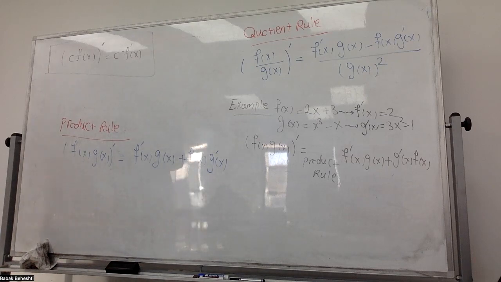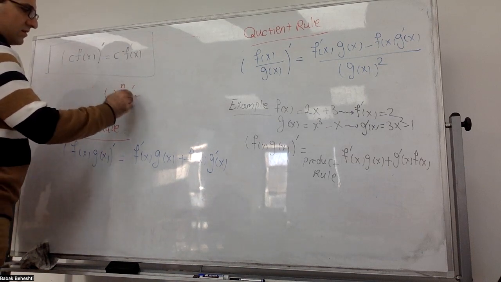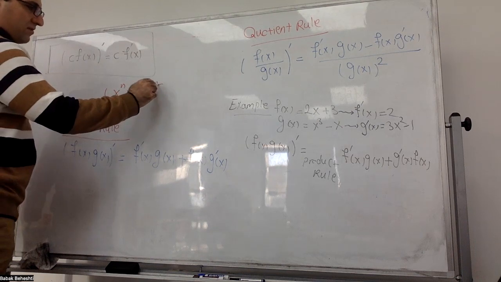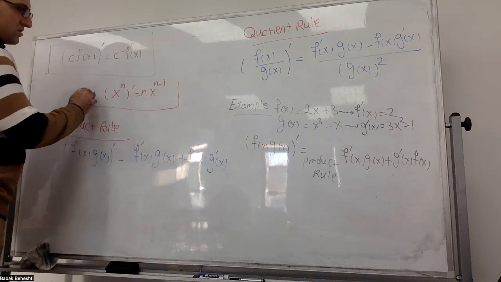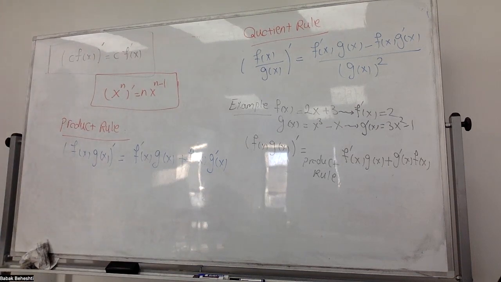So in general, remember the derivative of x to the power n is n times x to the power n minus 1. This is the formula you can use for any polynomials, like powers. x squared, x cubed, x to the power minus 1, minus 2, whatever.